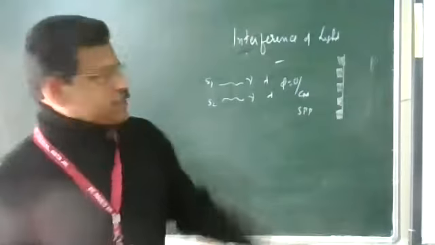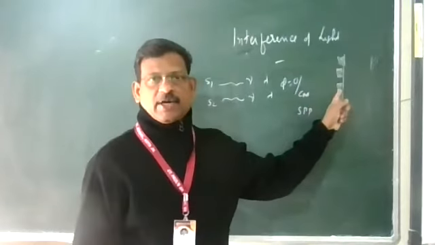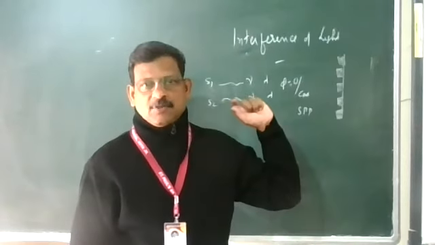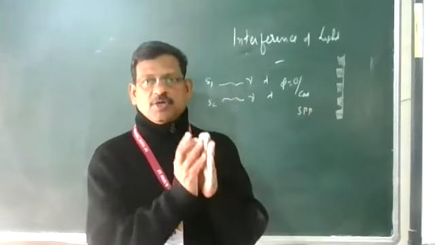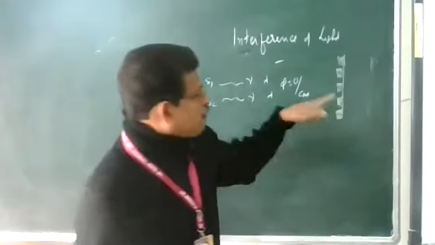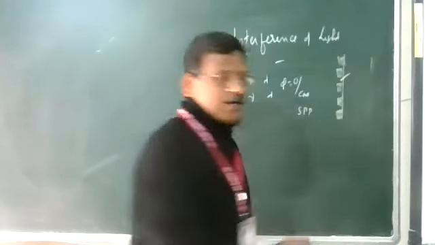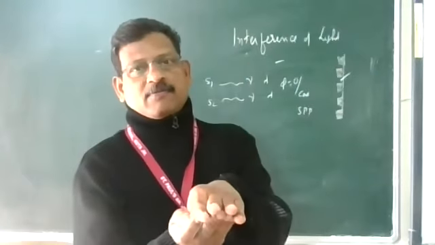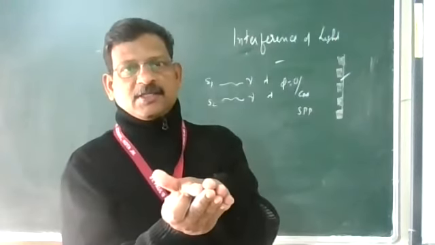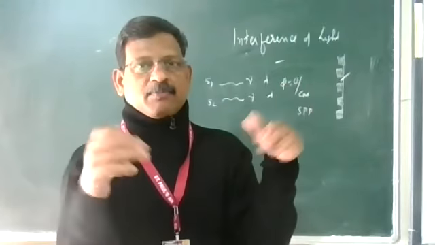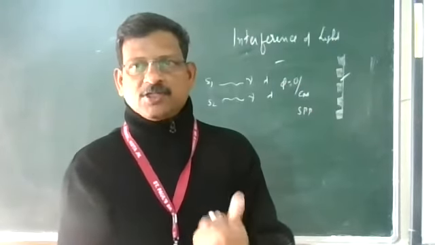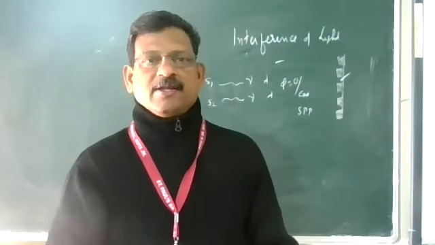At some points we get maximum intensity, because crest and crest, or trough and trough, of the two waves come together and the amplitude is maximum, therefore the energy is maximum. At other points we get minimum intensity, because crest and trough of the two waves come together, so the amplitude is less and the intensity is less. Maximum intensity is constructive interference, and minimum intensity is destructive interference.